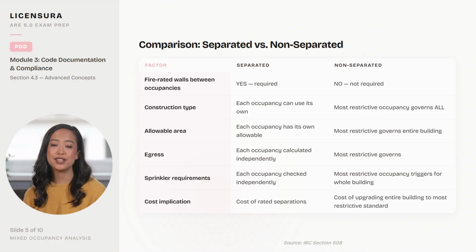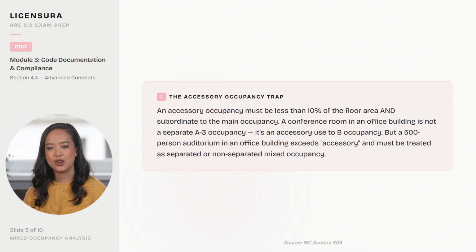The separated versus non-separated comparison table reveals the trade-off clearly. Separated occupancies require fire-rated walls between uses, but allow each occupancy its own allowable area and construction type. Non-separated occupancies save the cost of rated separations, but force the most restrictive occupancy requirements across the board. When mixing a permissive occupancy like B with a restrictive one like A, separated analysis almost always yields a better result.